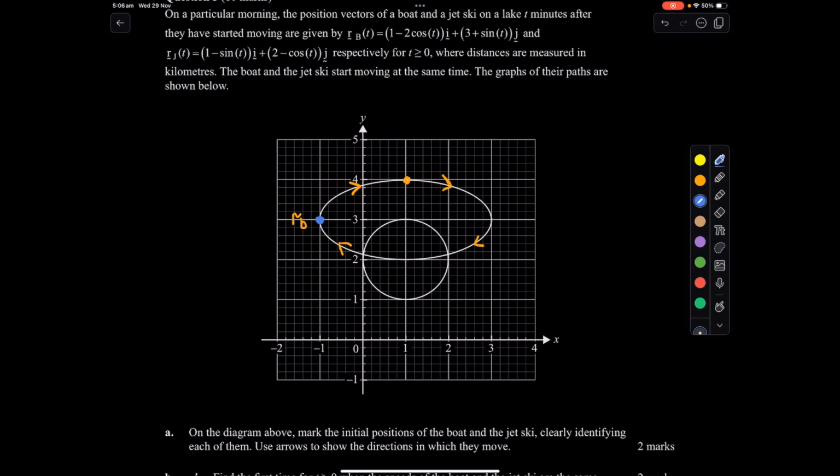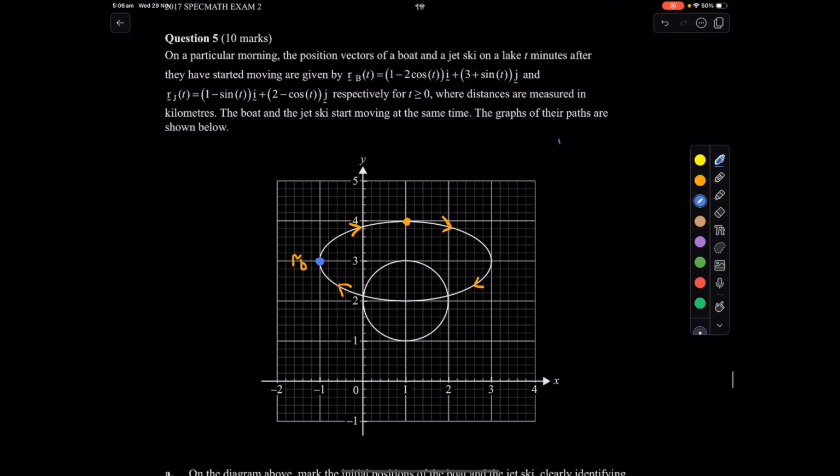When does it start? So what's r of j of 0? If I sub in 0, we get i. cos 0 is 1, so 2 minus 1, which is 1, which is j. So 1 on 1, which is over here. So this is where the jet starts. And let's see the movement.